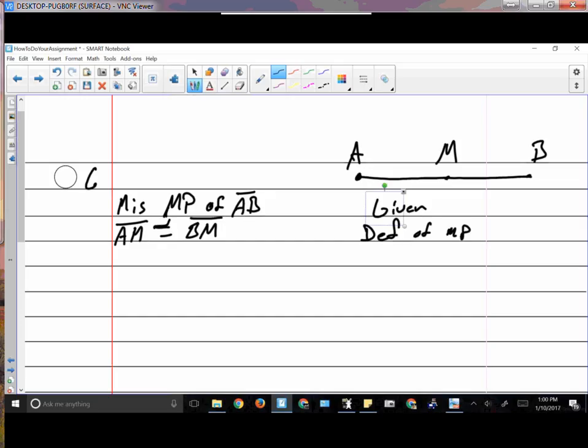So I can do that. That seems reasonable. Now let's see. We've got that. But now I got to get this idea that it's half of it. So if AM is equal to BM, let's see. I got to get some math going on in here. Can I say that AB is equal to AM plus BM? Would that work? Okay. And that would be what?